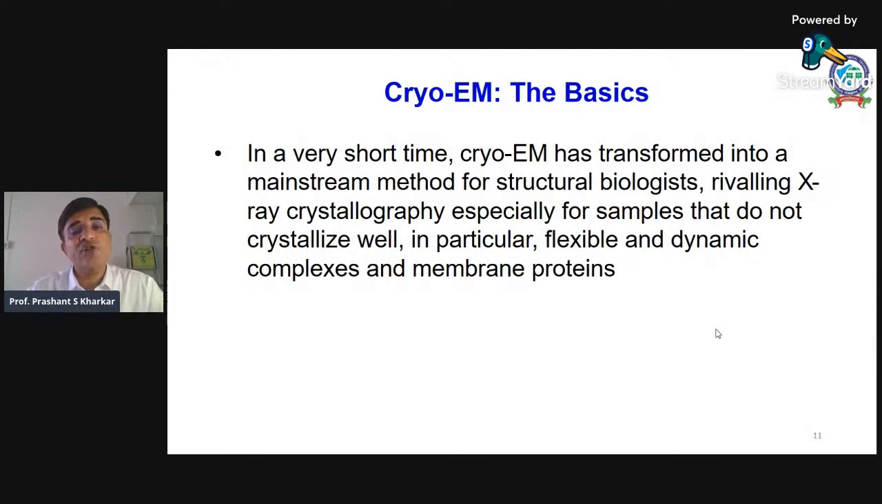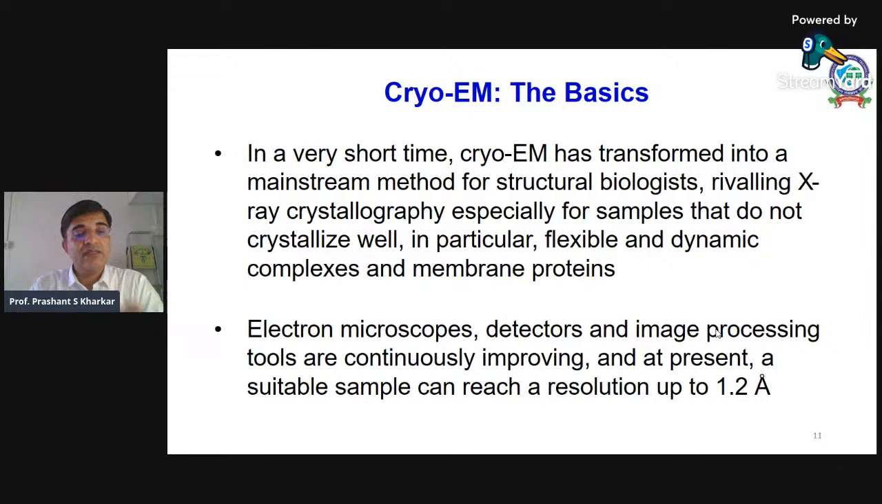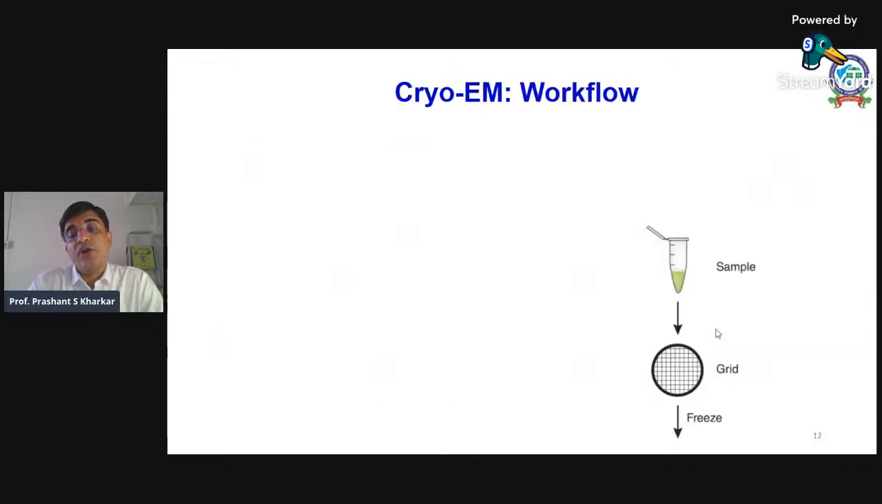Because of this, in a very short time, this technique has transformed into a mainstream method, and it has taken over from X-ray crystallography, particularly for samples which are difficult to crystallize, or membrane proteins. Like I told you, the moment you take them out of the membrane, the structure collapses, and you no longer can observe their 3D structure. There have been subsequent developments in electron microscopes, detectors, and image processing tools, particularly the software, and that's where people have been able to achieve resolution up to 1.2 angstrom.